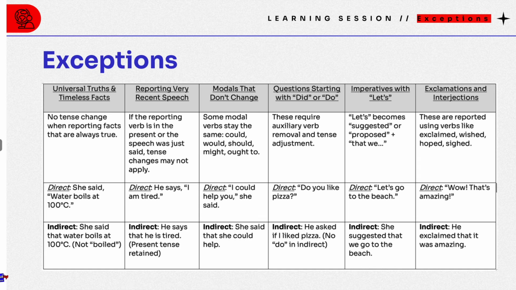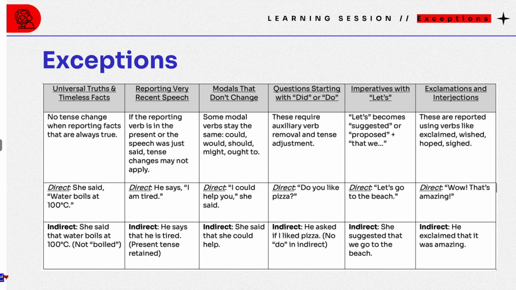Okay, the third exception is modals that don't change. Some modal verbs stay the same. For example, could, would, should, might, ought to, if you want to report them, that is. So here we have an example. I could help you, she said. In indirect speech, you would say, she said that she could help him or her, whatever. So as you can see, we keep the same modal verb.